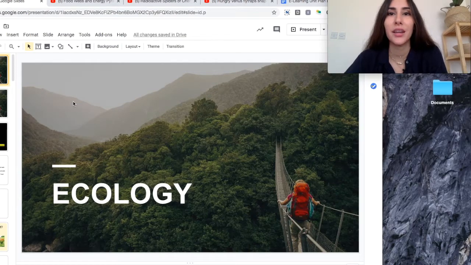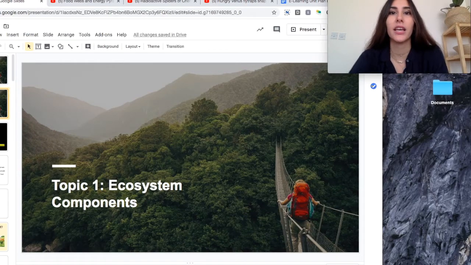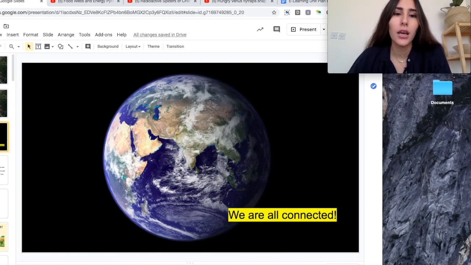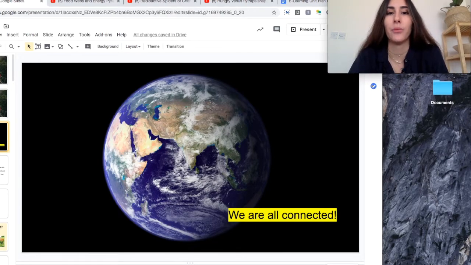Hello everyone. Today we're going to be starting ecology, and the focus for today is basically what the components of an ecosystem are. Before we get started on today's topic though, I want to put this picture up here of our planet, just as a reminder that we are all connected.